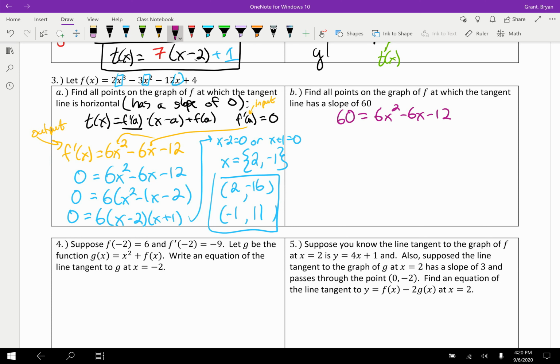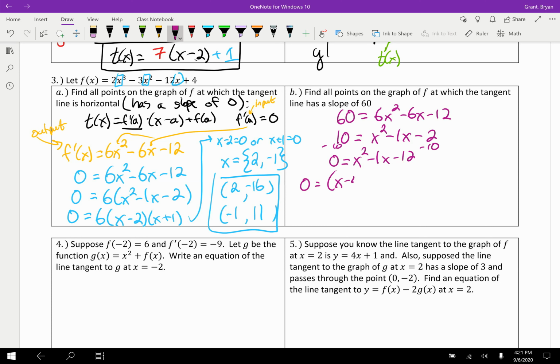To make our lives easier, we might divide both sides by 6 first. x squared minus 1x minus 2. And then we know in order to solve something like this, in order to factor, our equation needs to be equal to 0. So we have 0 equals x squared minus 1x. Remember, we're subtracting 10 from both sides. That was supposed to say minus 10. So this is minus 12, and then we factor.